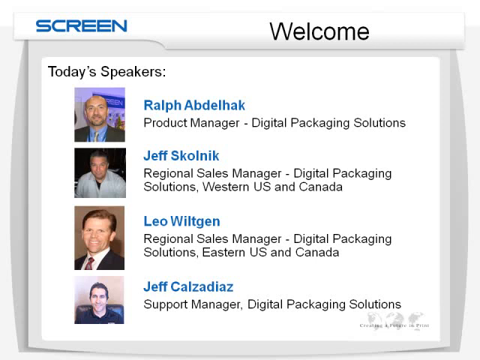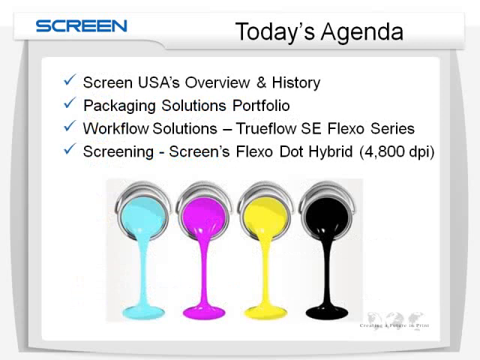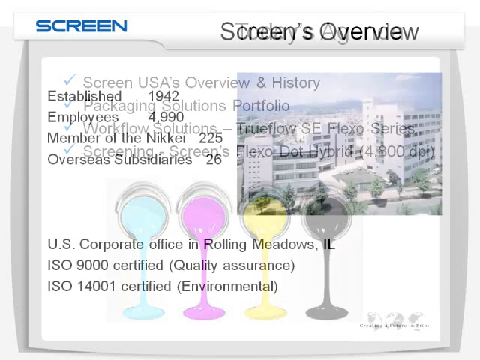Today's agenda will give you an overview of who we are and what we do. We're going to go over the history of the company. We're going to discuss our packaging solution portfolio through the different versions that we have in terms of workflow solution. And we're also going to touch base on Screen's Flexo Hyper 400 DPI. But before we do that, let me take you back to 1868.